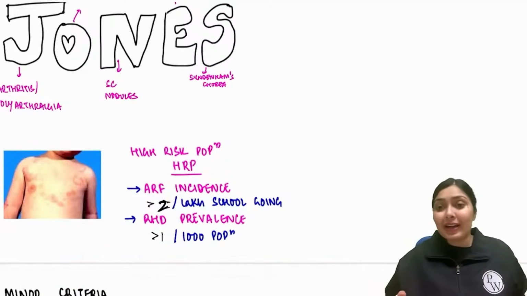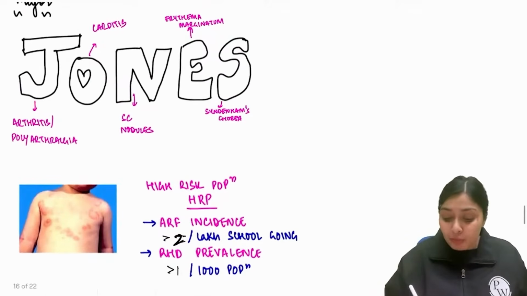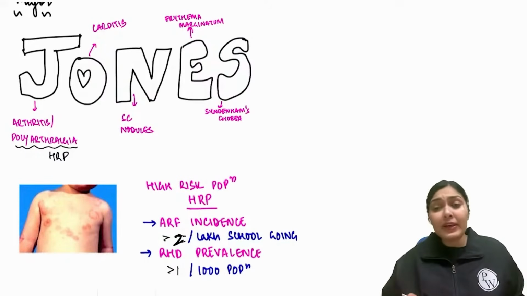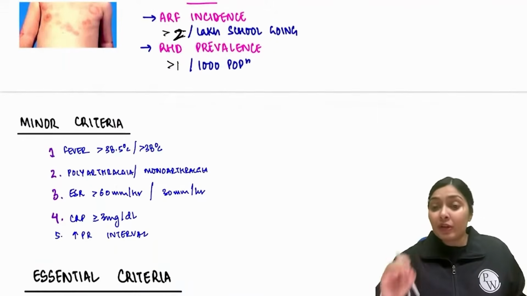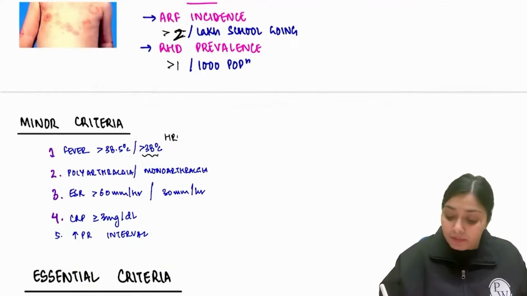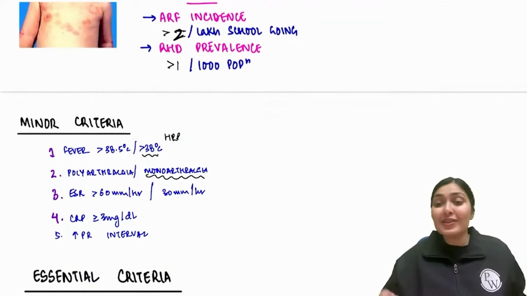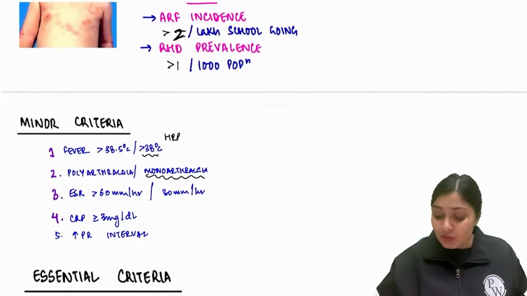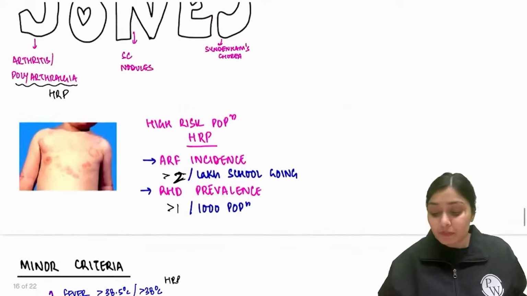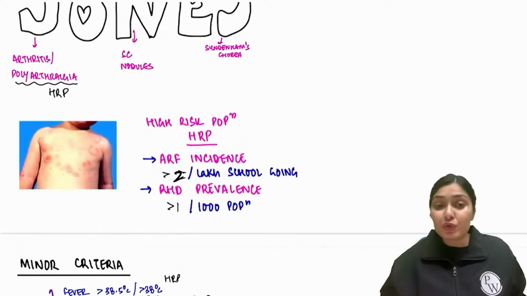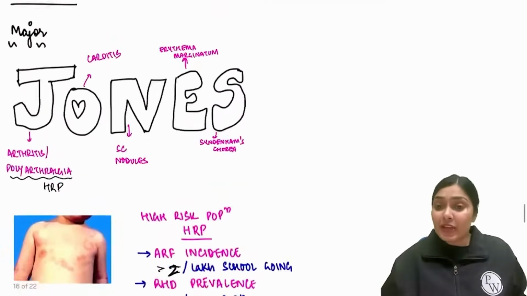So in high risk population, I have to be very cautious, right? My threshold for these criteria would be less. So in high risk population, I will take polyarthralgia also as major. Otherwise, arthritis is the major criteria. Similarly, in minor criteria, the fever degree would be less for me. And obviously, polyarthralgia is for the major in cases of high risk population. Mono will be minor. And similarly, ESR more than 30 would be for high risk population. Right? So for high risk population, the threshold would be less. So this was about the major and the minor criteria.